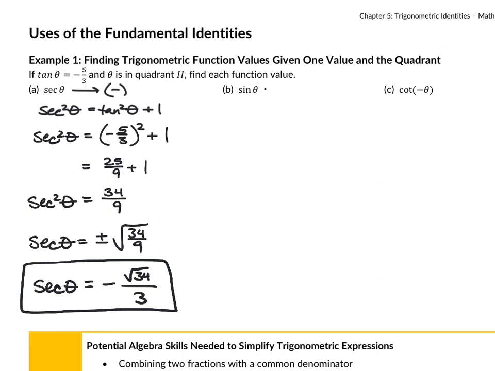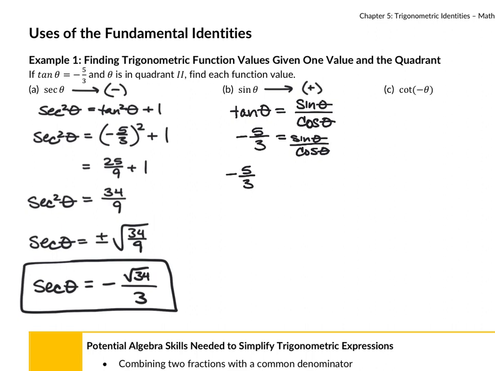For part B, in quadrant 2, remember sine is positive. So if we have to make a choice later, we'll know that sine should be positive. If we find some relationship between sine and tangent, we just have a typical quotient identity. Tangent of theta is going to be equal to sine of theta over cosine of theta. So let's plug in what we know. Again, we know from this problem that tangent is negative 5/3. That's what's going to be equal to sine of theta over cosine of theta. Well, I want to isolate sine of theta, so I'm going to multiply both sides by cosine of theta, so that sine of theta is by itself.